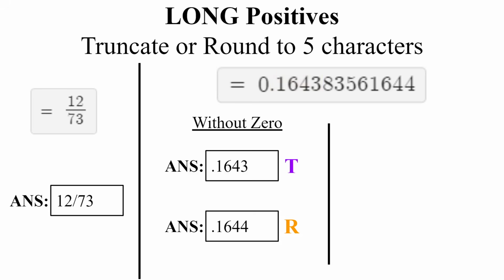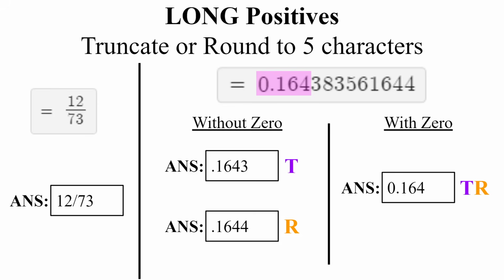We could also do this with the 0. So with the 0, there would be 5 characters. Truncated would be 0.164. And rounded, it would also be 0.164 because the number to the right, 3, is 4 or smaller, so we round down. And when you round down, truncating and rounding yield the same result. So there's really 4 main acceptable answers for this question.